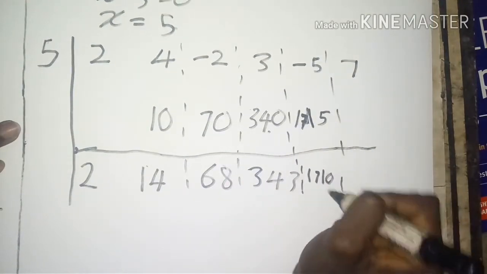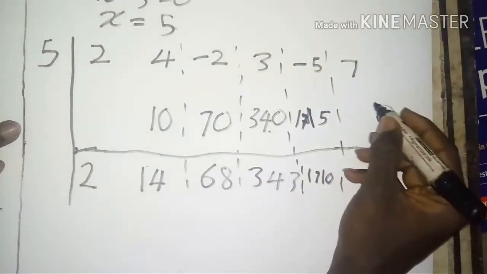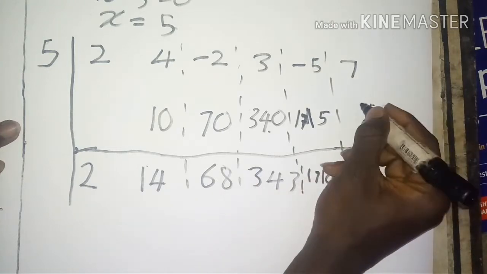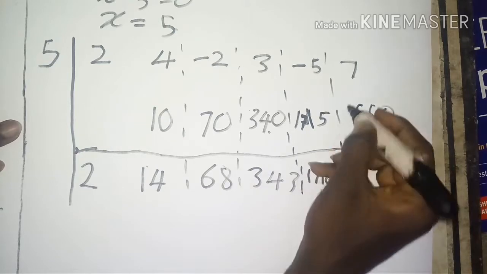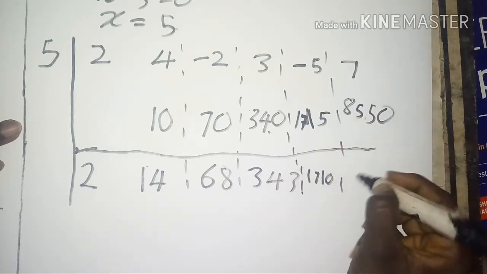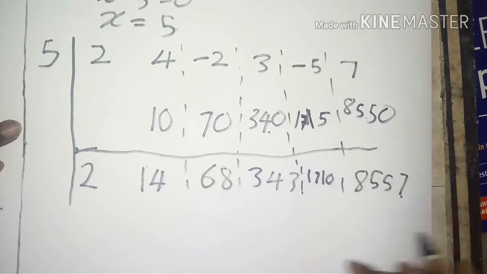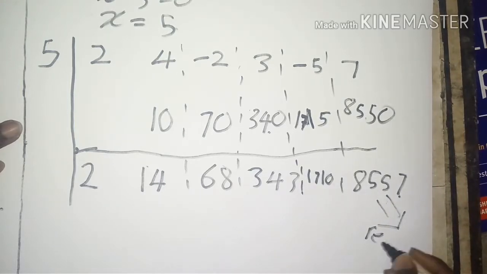1710 multiplied by 5, that is 0. That will be 0. 5 times 0 is 0. 5 times 1 is 5. 5 times 7 is 35. 5. 5 times 1 is 5 plus 3 is 8. 8550 plus 7, that will be 8557. Like I said before, this is your remainder.